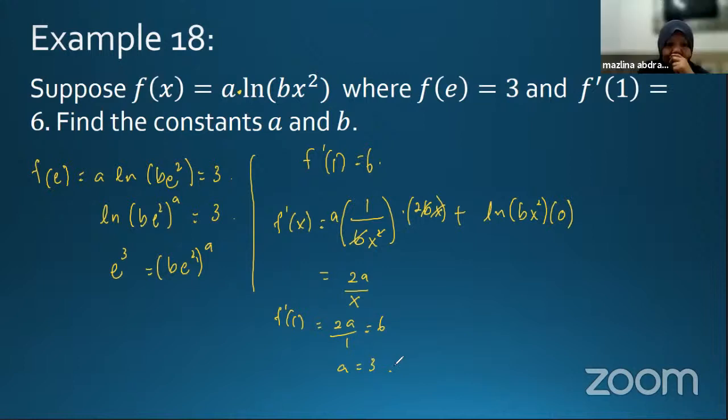Right. So once you get your A is equals to 3, kita masuklah dalam f(e). f(e) is given 3. f(e) adalah yang from here tadi. A adalah 3 ln B e square. Right. Is equals to 3.